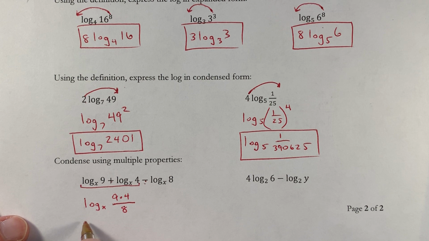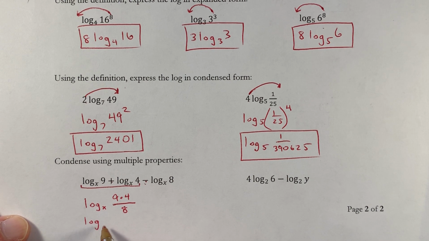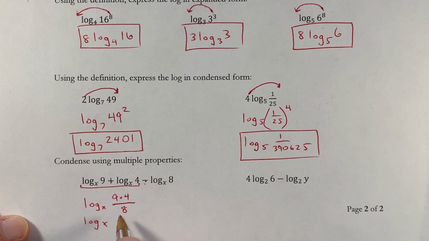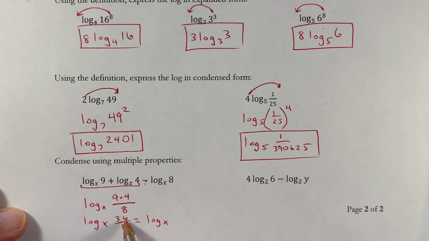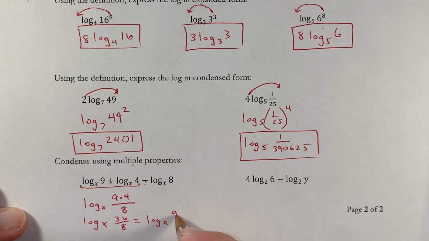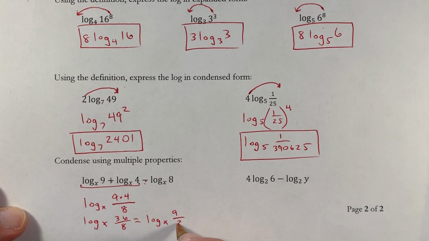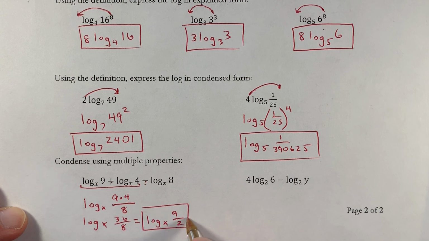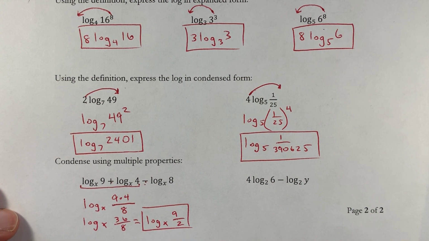Okay, so that is log base x of 9 times 4 is 36 over 8. And 36 over 8 can be simplified. I believe 4 goes into both of those. So that's log base x. 36 divided by 4 is 9. And 8 divided by 4 is 2. Log base x of 9 halves.